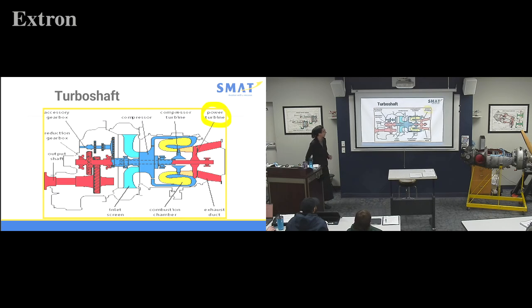But we still have our power section and our combustion, I lost my word. Power section and gas generator section. So power and gas generator section. So it's going to look a little bit different on different engines, but it still contains the same components.